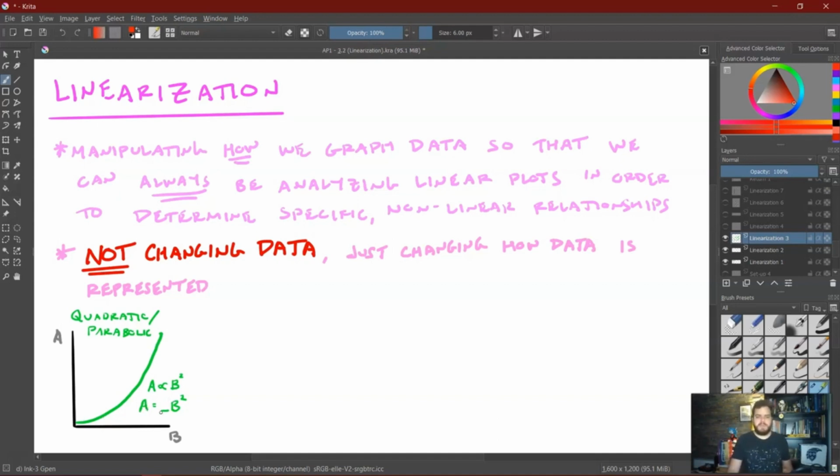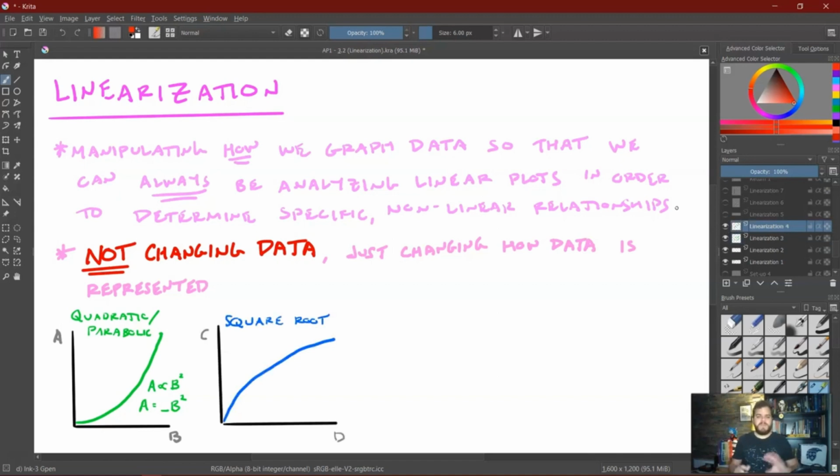So I'd have A is equal to some constant times B squared. Alright, so that's the first one. We can also see something like this. Now, this is basically a flip of the previous graph, and this is a square root. The square root is where it basically is going pretty quick initially, and then it tapers off, it flattens out. So this is the relationship where specifically C is proportional to the square root of D.